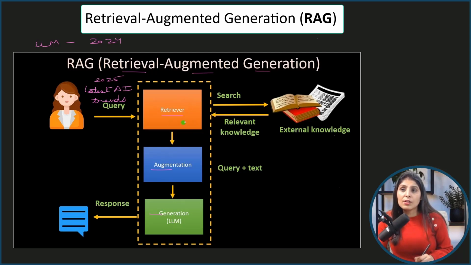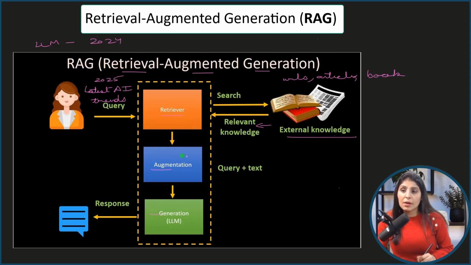The task starts with the retriever. The retriever searches the external knowledge. This external knowledge can be anything. This can be different URLs, articles, right, books, it can be anything. The retriever will search the different sources, find the relevant knowledge and provide that relevant knowledge. So in our case, when the user asks latest AI trends, the retriever searches the web, searches different articles, and then it fetches, let's say, 5 or 6 different articles. Now the retriever has the latest AI trends.